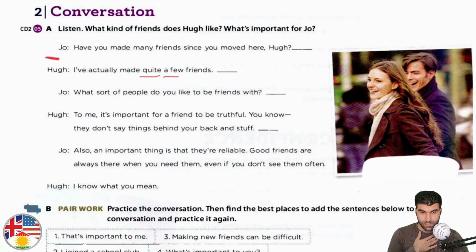Usually, to me, it is important for a friend to be truthful.